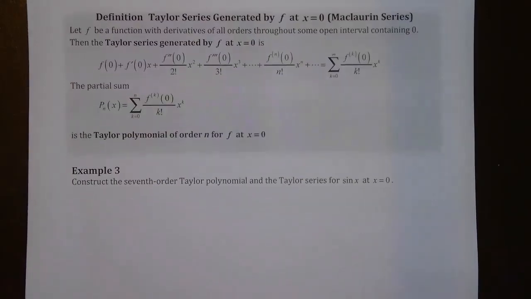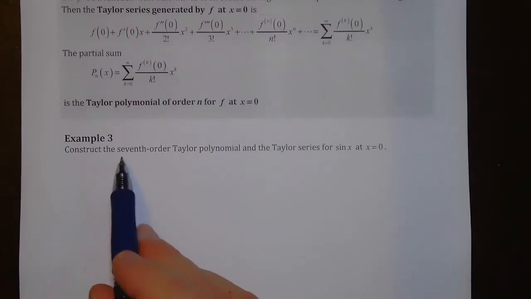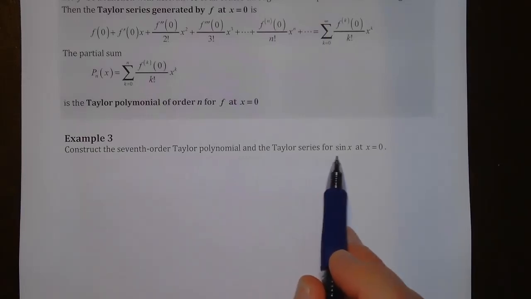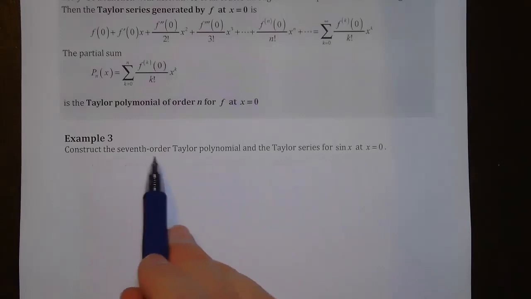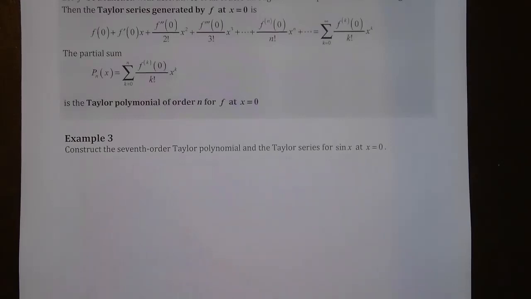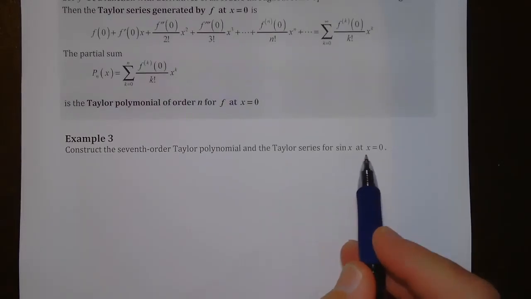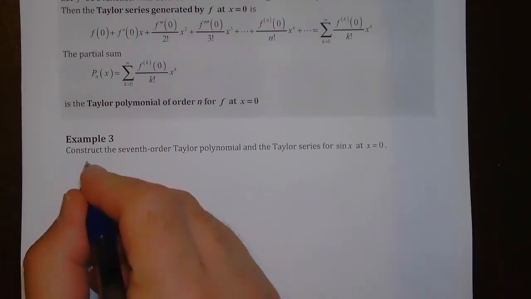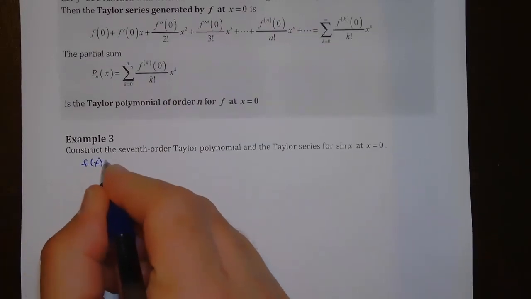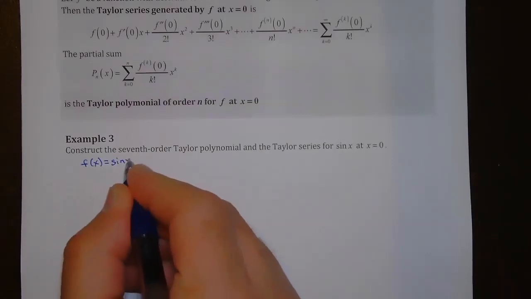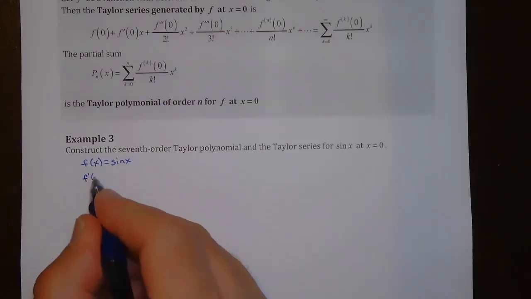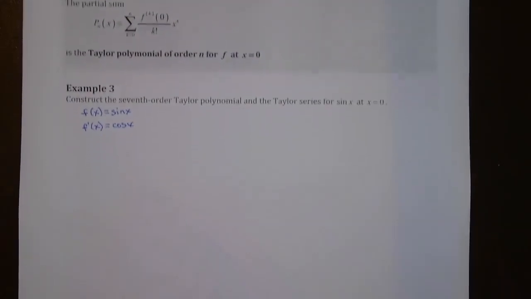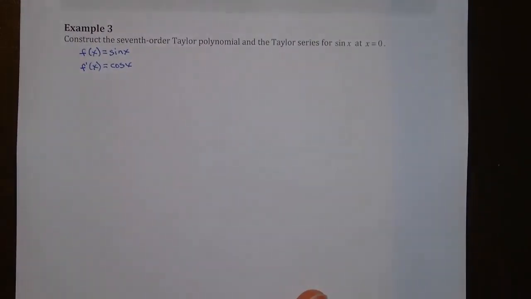All right, so for this next problem, we want to construct the 7th order Taylor polynomial and then the Taylor series for sine x at x equals 0. So the 7th order, that means I need to go all the way up to the 7th derivative for sine of x, and I need to find all those derivatives at x equals 0. So let's just jump in and start. So f of x is equal to sine of x, and then f prime of x, the derivative of sine x, is cosine of x. I'm going to slide this up so you guys can see it. Make sure you guys see it.